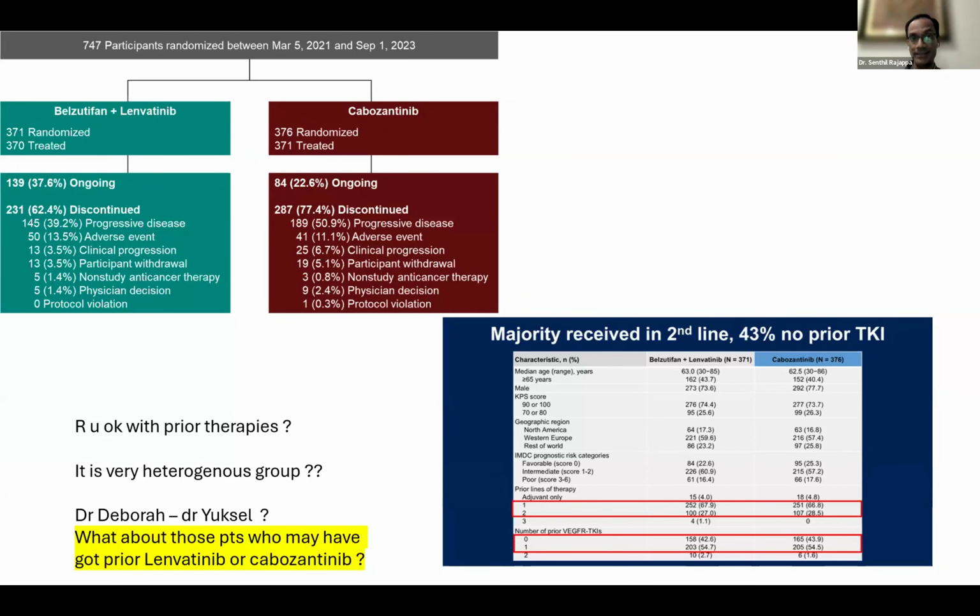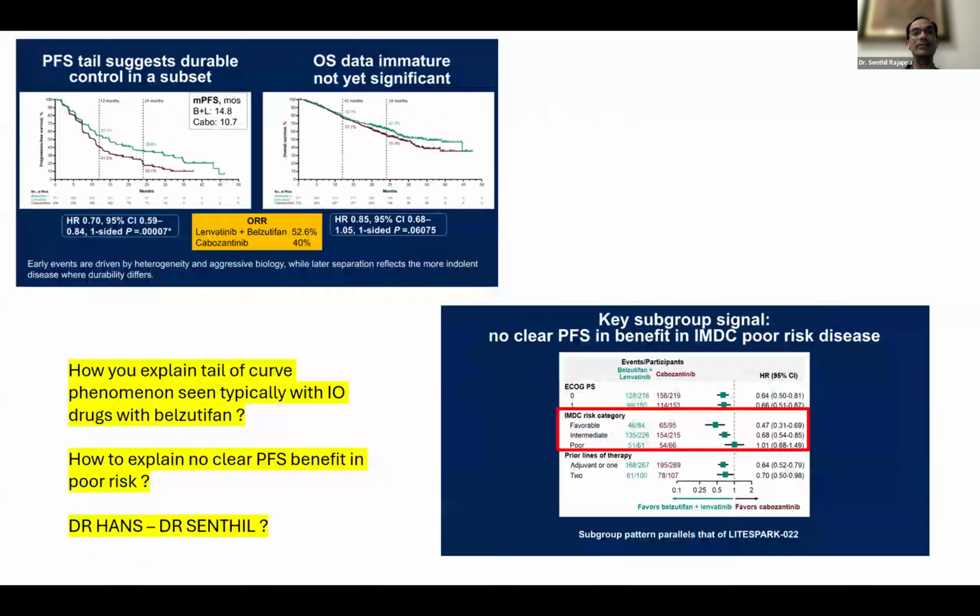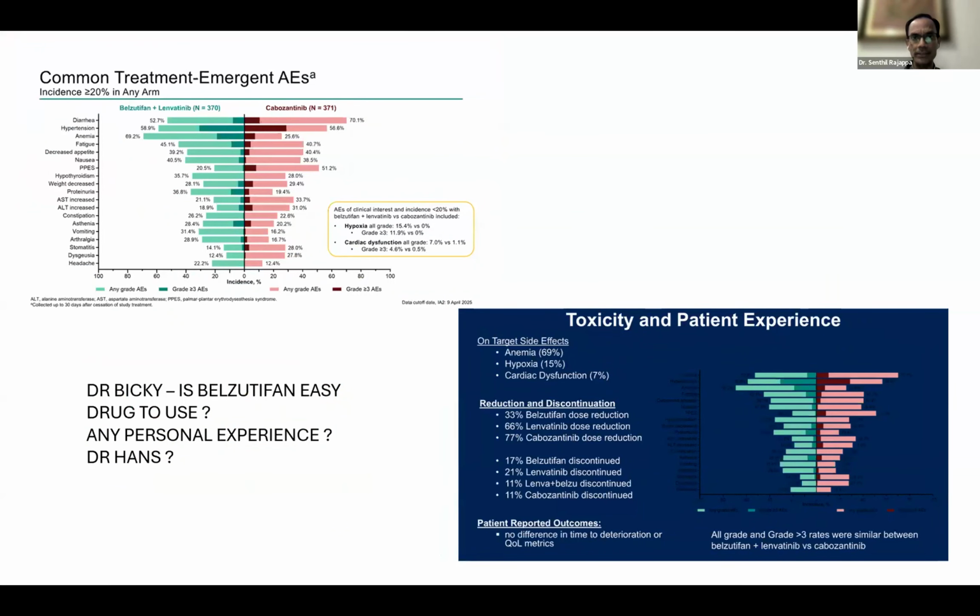So I'd like to ask other people on the panel what they experience with tolerance. Even in the study, 66% needed dose reduction of lenvatinib, and I think about 25% or so had to discontinue lenvatinib. So how tolerable is this regimen likely to be in the real world, Dr. Yüksel, Dr. Deborah? Because you practice with the kind of patients that we would see here in India. Yeah, so that is what we wanted to ask. Oh, I'm sorry, Amol, if I asked that question before you did. Yeah, of course.